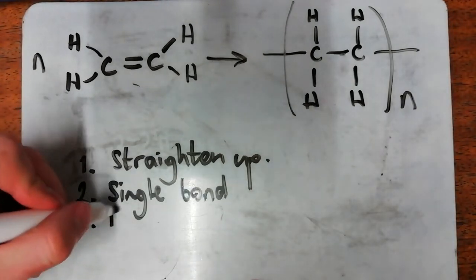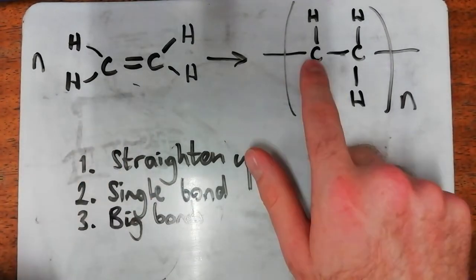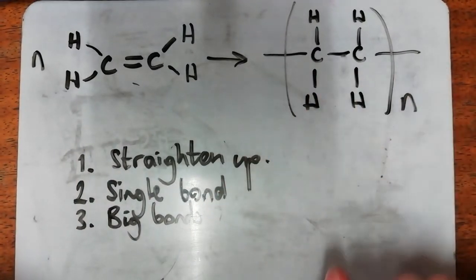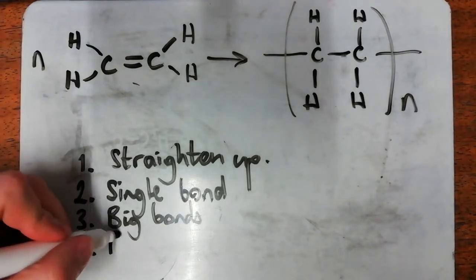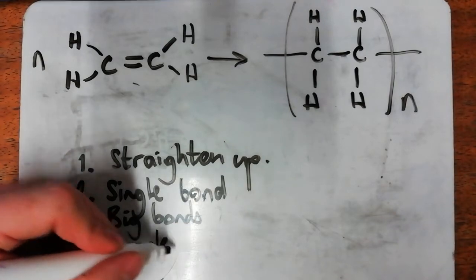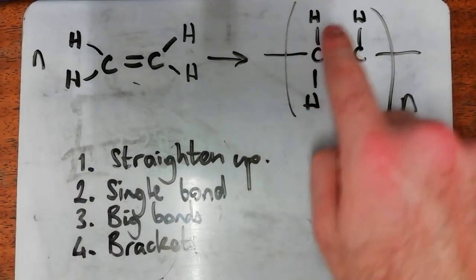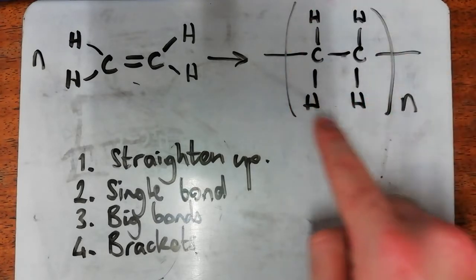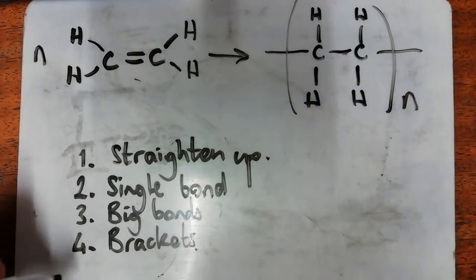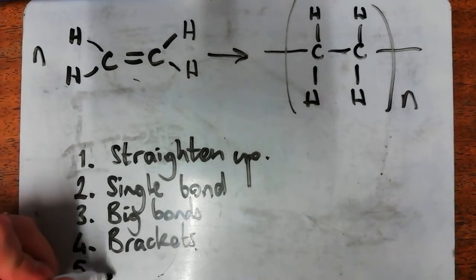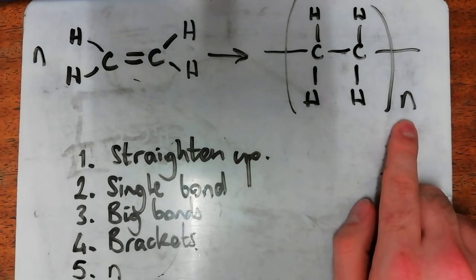Number 3, big bonds. You want large, long covalent bonds coming out of either side of those carbon atoms. Number 4, brackets. You put a bracket around the entire structure to show that that is one repeating unit. So the whole thing inside those brackets is repeated over and over again. And number 5, just put a little n outside the brackets to show how many times that repeating unit is done.